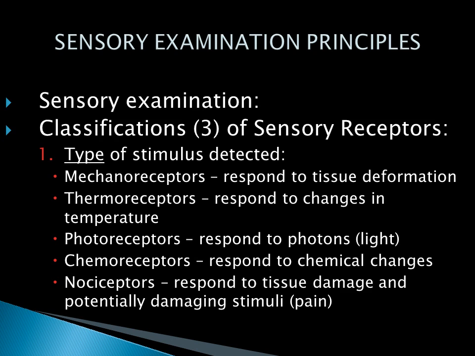And then finally, there are other populations of sensory receptors that respond to tissue damage, or they respond to stimuli that have the potential to cause tissue damage, and we refer to these as the nociceptors. These are the special sensory receptors that are typically responsible for giving us our sensation of pain. So that's our first classification of the different types of sensory receptors, based upon the type of stimulus that they detect.